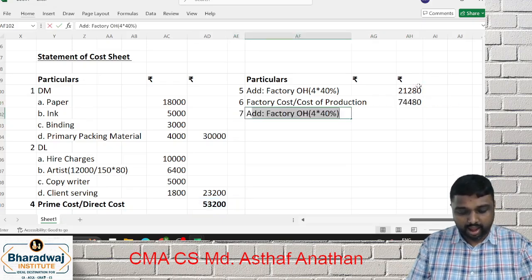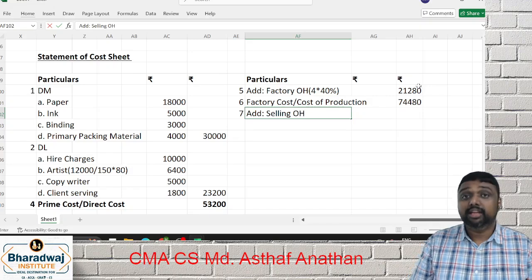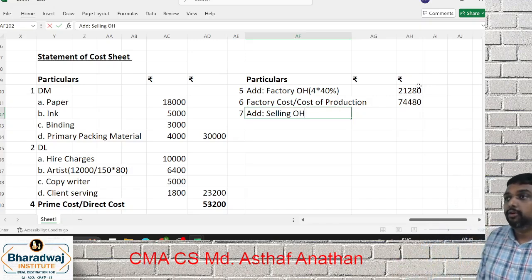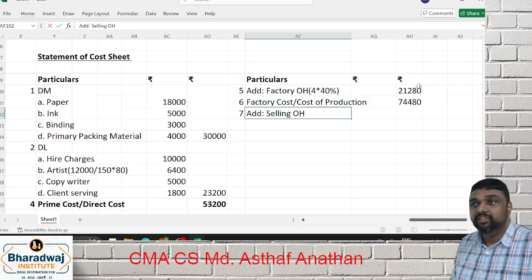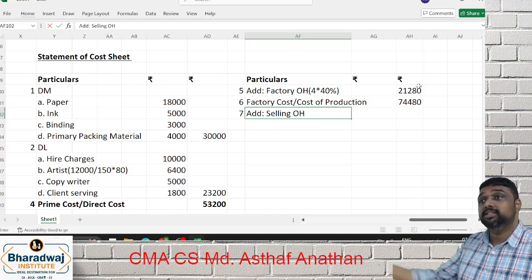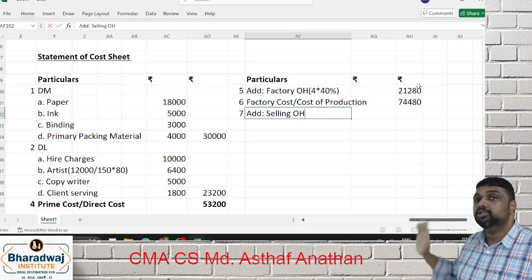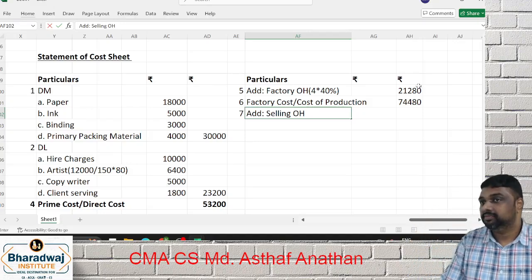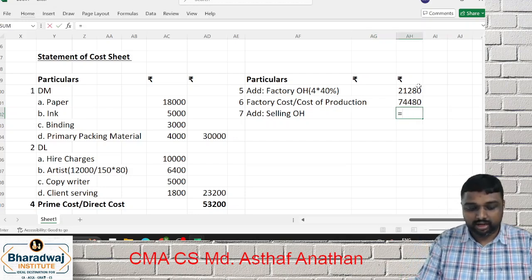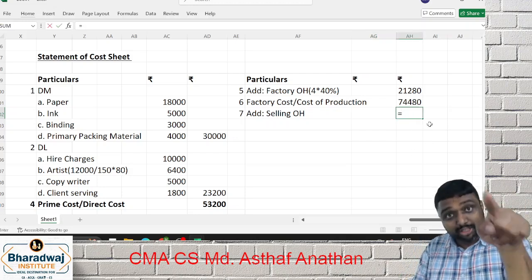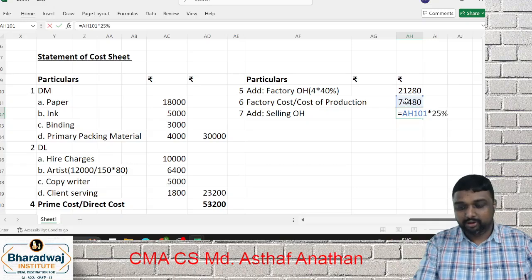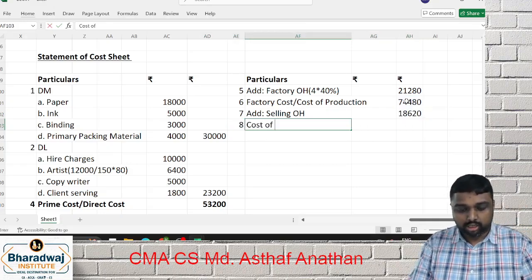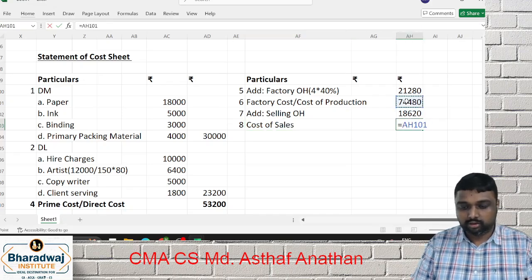Now you have to add selling overhead. In the previous session for profit reconciliation revision, we discussed a consolidated question where there is a WIP, closing stock unknown. Here there is no such adjustment. Are you clear? So what is the selling overhead details? Selling overhead is 25% of your cost of production. Are you able to get it? So this is what is called cost of sales. So what is your cost of sales?